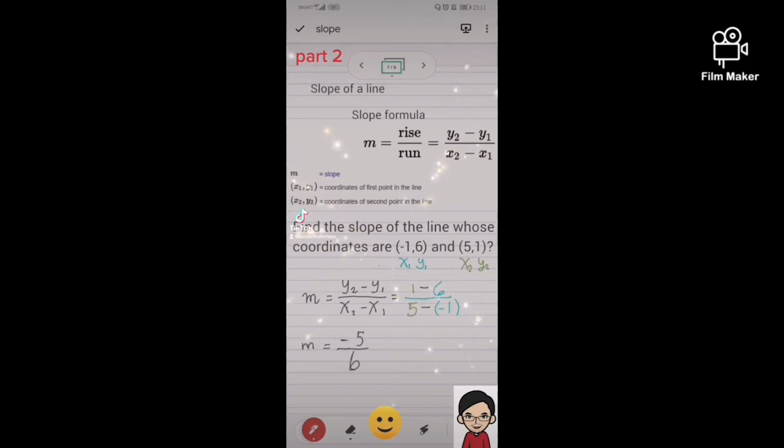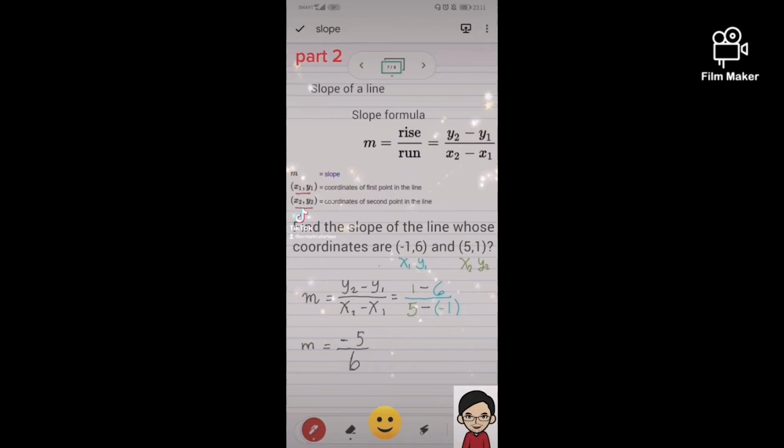Slope of a line. To find the slope, you need to use the slope formula, which is y sub 2 minus y sub 1 all over x sub 2 minus x sub 1. So your first point, you need to label the coordinates as x sub 1 and y sub 1. The second point, label the coordinates as x sub 2 and y sub 2.